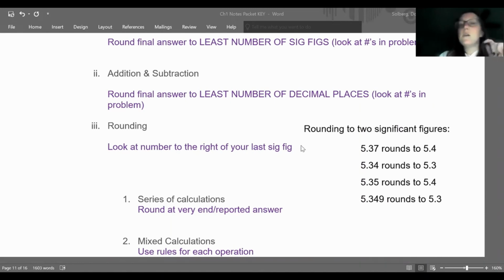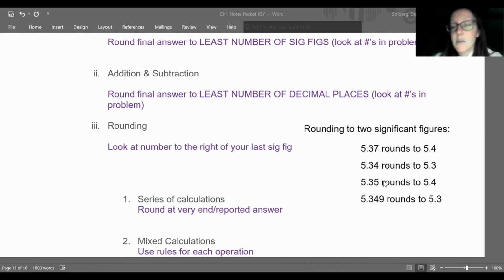So if I said round this number to 2 significant figures, okay, if I said round 5.37 to 2 significant figures, you want to look at the second significant figure. That's where you're supposed to round. It's 3. Okay, and the number after it is a 7. Well, that should round to 5.4 then. So the number 5.37, if I want to round it to 2 sig figs, is 5.4. Okay, 5.34 rounds to 5.3, right? The number after the 3 is 4 or lower. So I'm going to keep it the same number. It rounds to 5.3.